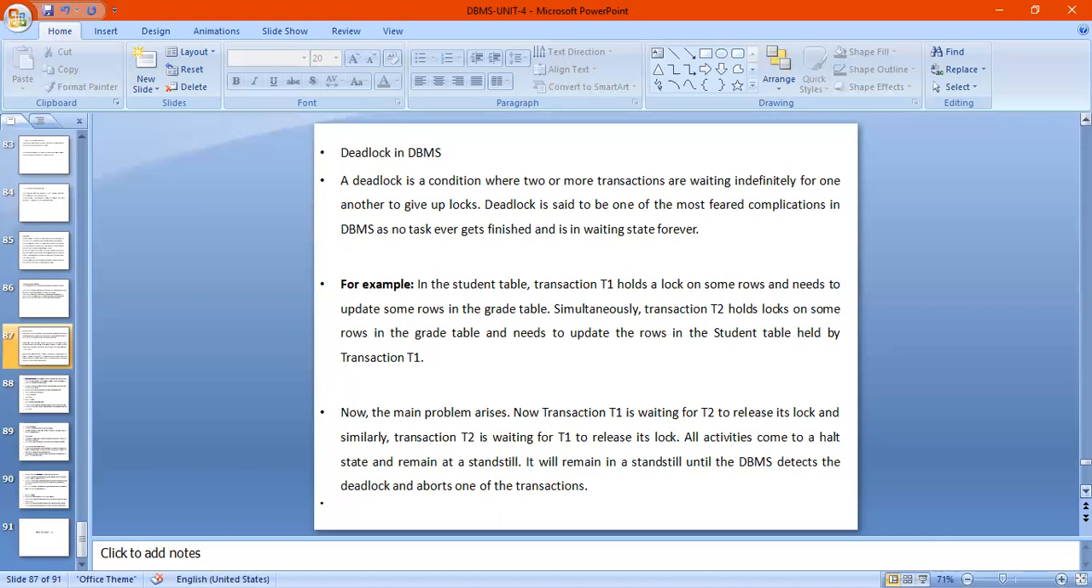Now, the main problem arises here. Transaction T1 is waiting for T2 to release the lock, and similarly, transaction T2 is waiting for T1 to release the lock. All activities come to a halt and remain in a standstill without any operation. It will remain in a long pause until the database management system detects the deadlock or aborts one of the transactions.